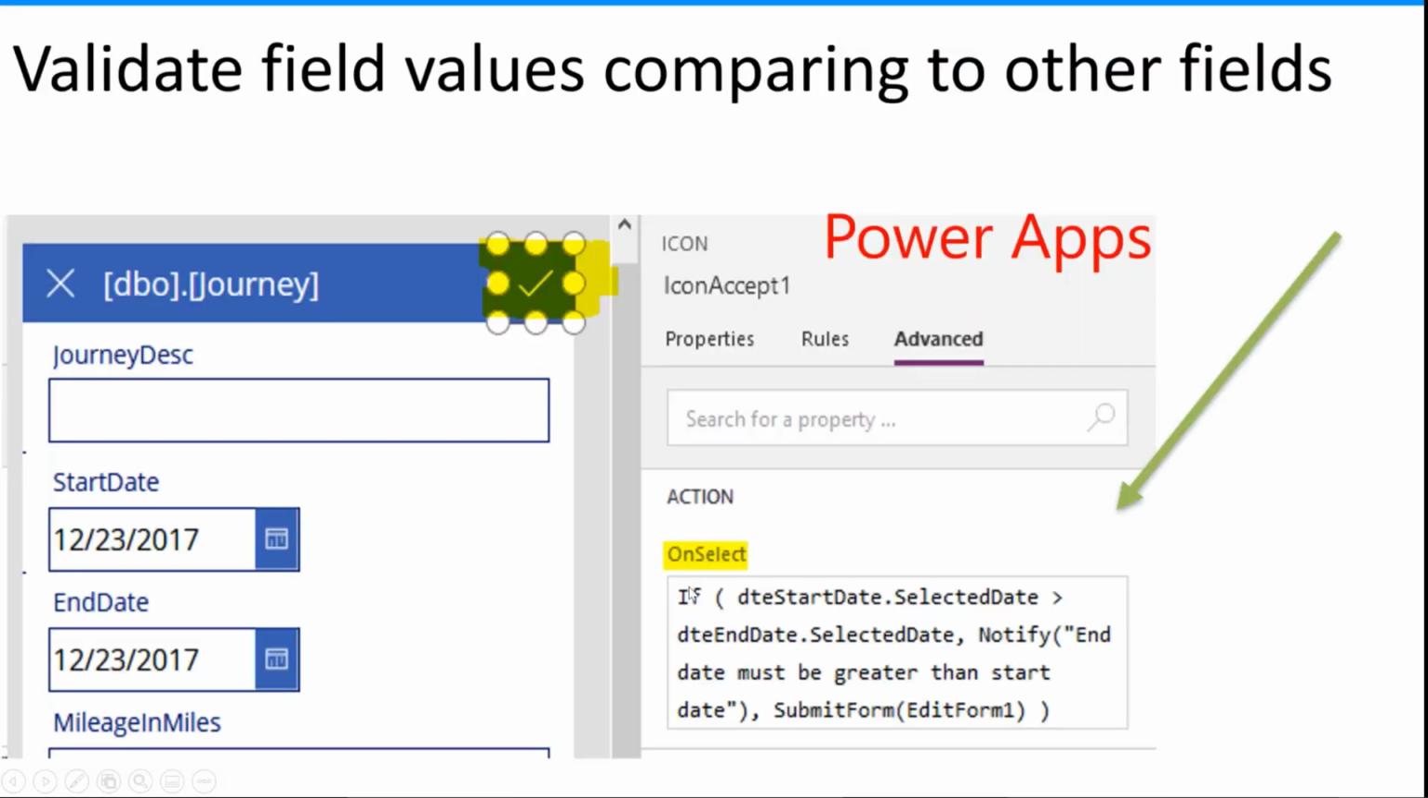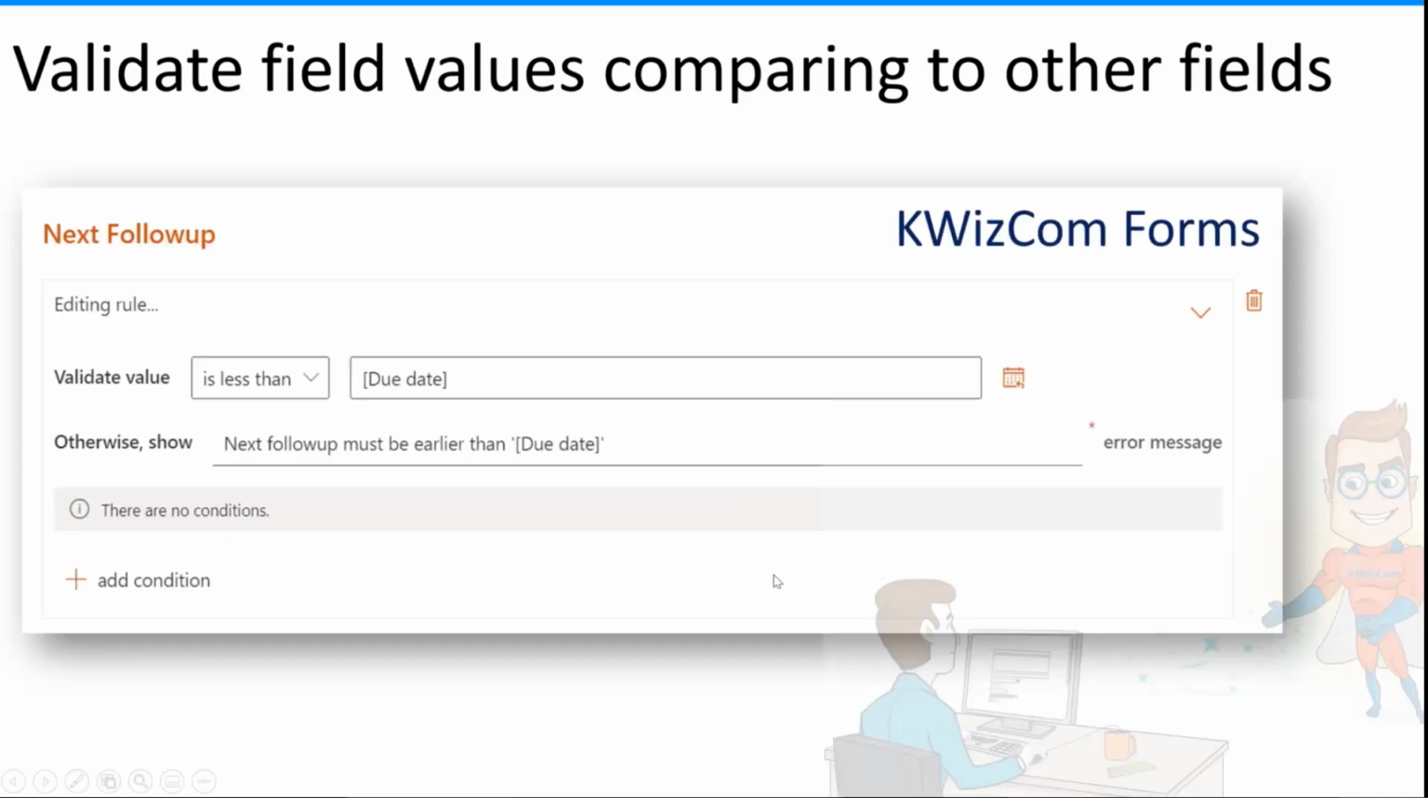Doing it in PowerApps, again, is kind of an advanced operation which requires you to code the onSelect event and put in this small piece of code, which is not so complicated for power users, but it's not something for business users for sure. In Quizconform Forms, same thing: you work with a rule. You just set up a rule that says next follow-up should be validated as less than due date, and show this error message.